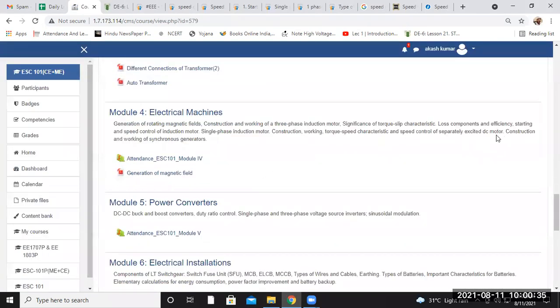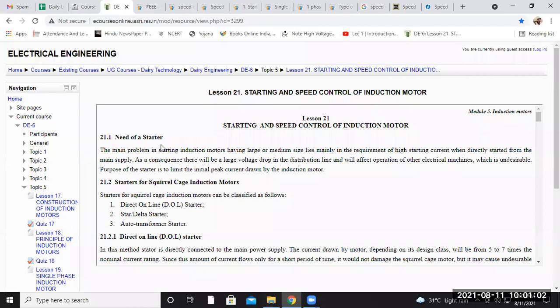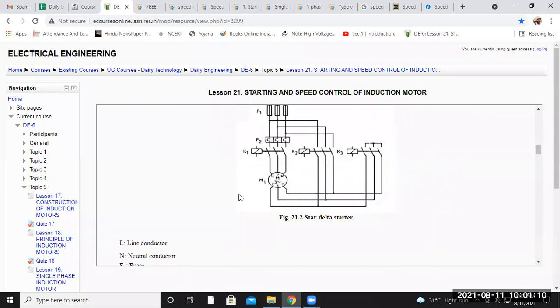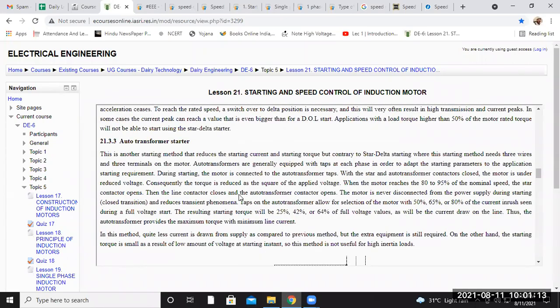So in the previous class, we were discussing the topic of starting and speed control of an induction motor. The starting method has been completed. Let me share the notes of the starting of an induction motor. In that topic, we have studied three methods of starting an induction motor. First one is the need of a starter. All of you must take the screenshot of this one, the whole expression, and the stepwise explanation is given in this format.